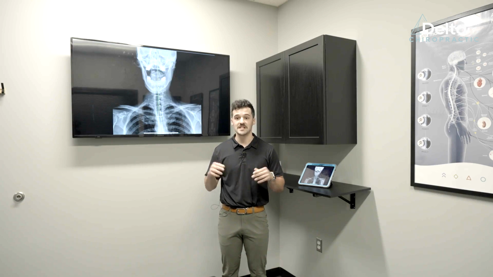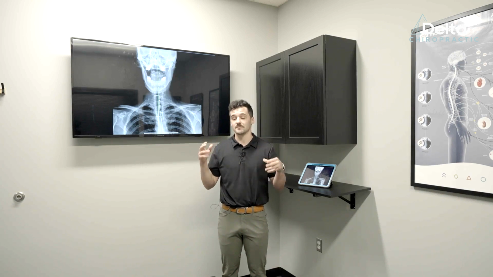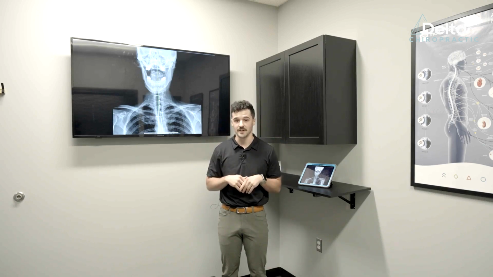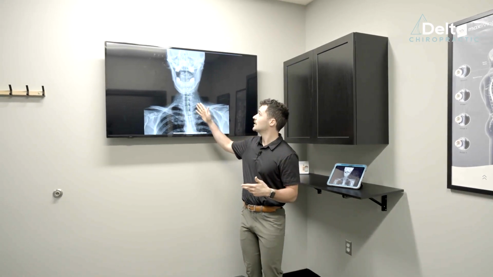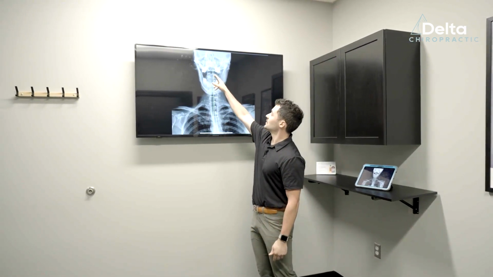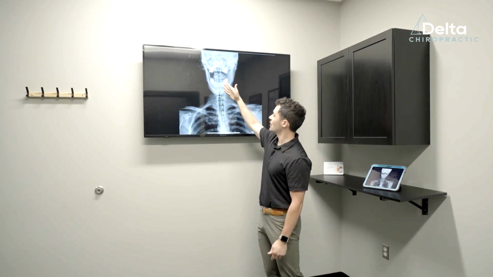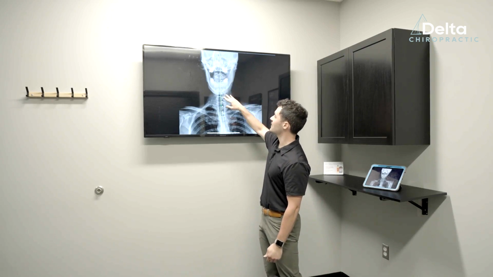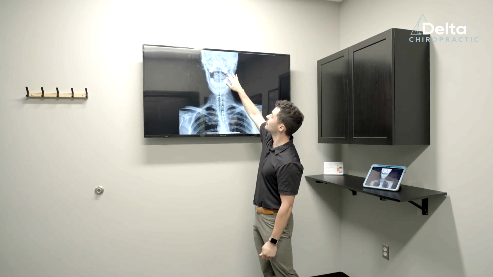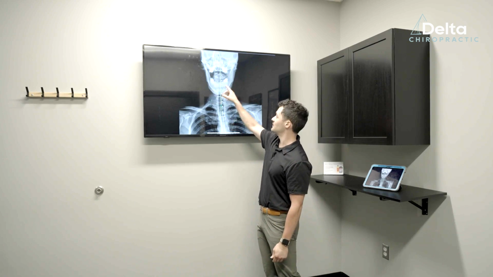We know that most TMJ dysfunction comes from a neurologic source, and we want to make sure we check the alignment of the upper neck. For example, we have an x-ray up right here where we divide the skull in half and draw a line down. We want to see, first of all, alignment in the cervical spine, especially in the first two vertebrae, but then also alignment of the jaw.